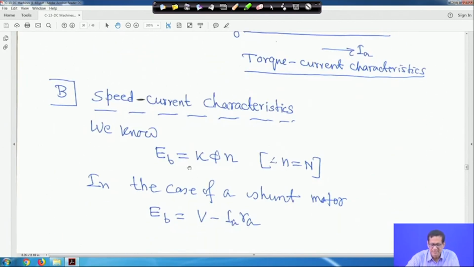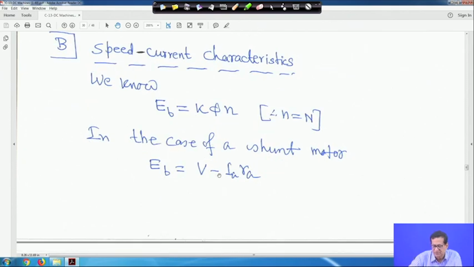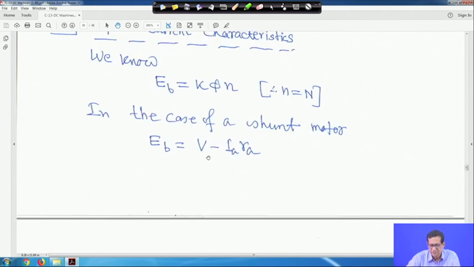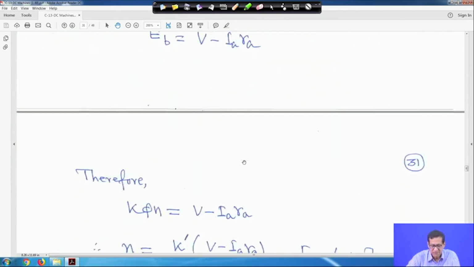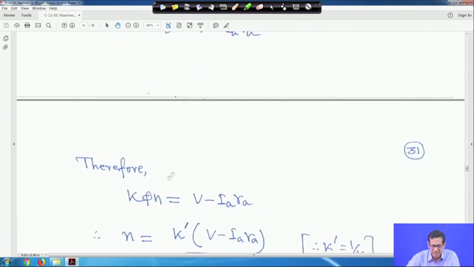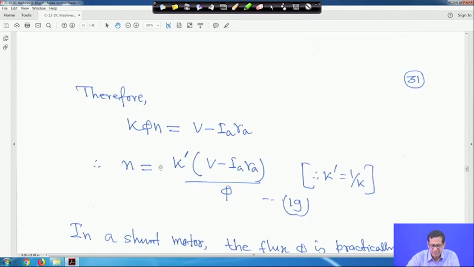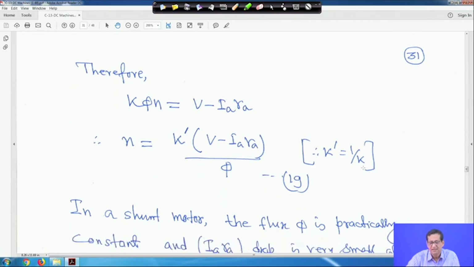In this case, we know again back EMF is equal to K into phi into N. Here N, the small n, is equal to the capital N. Now, in the case of a shunt motor, we know this back EMF is equal to V minus IRA, right, under running condition. So, Eb is equal to V minus IA RA. Therefore, Eb is equal to K phi n is equal to V minus IA RA, right. That means n is equal to K dash times V minus IA RA by phi, where K dash is equal to 1 upon K, right.